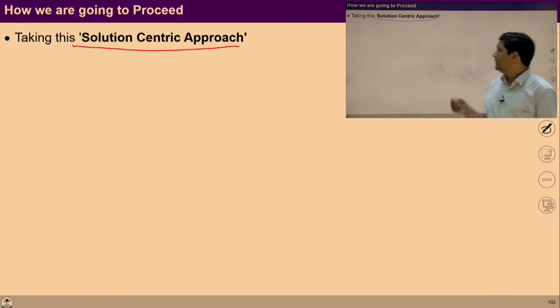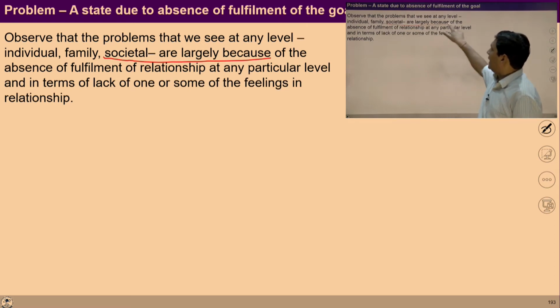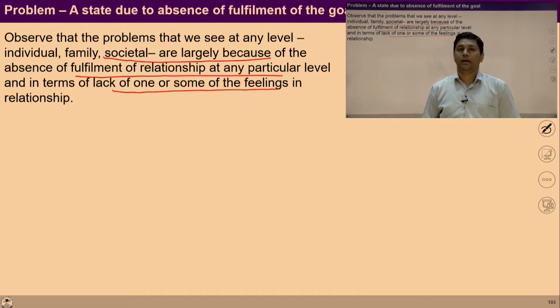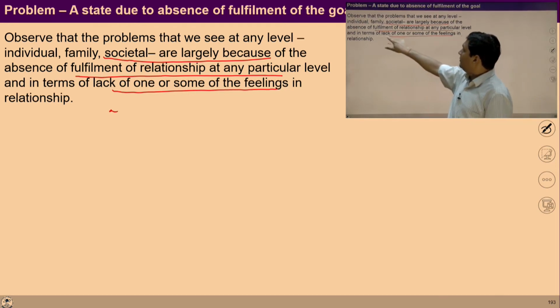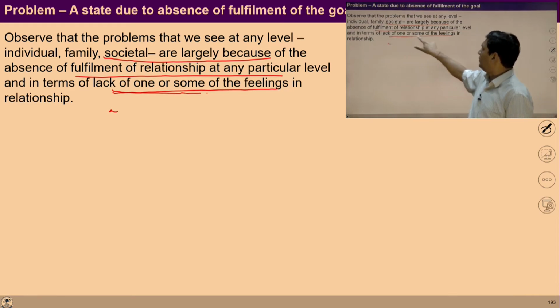Okay, so let's see the problems. As I told you, and you can easily observe it, in a society there are many problems at the level of individual, family, society, nature, existence. At every level you can see ample problems, and you can observe that all these problems are due to lack of this fulfillment of feelings.